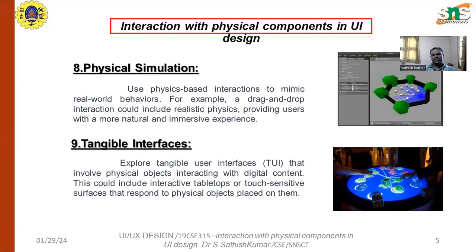So next one is physical simulations. Here physical simulation is nothing but physics-based interactions to mimic real world behaviors. For example, drag and drop interactions could include realistic physics, providing users with more natural and immersive experiences. Next one is tangible interfaces. They explore tangible user interfaces that involve physical objects interacting with digital content. So we have tabletops or touch sensitive surfaces that respond to physical objects placed on them.